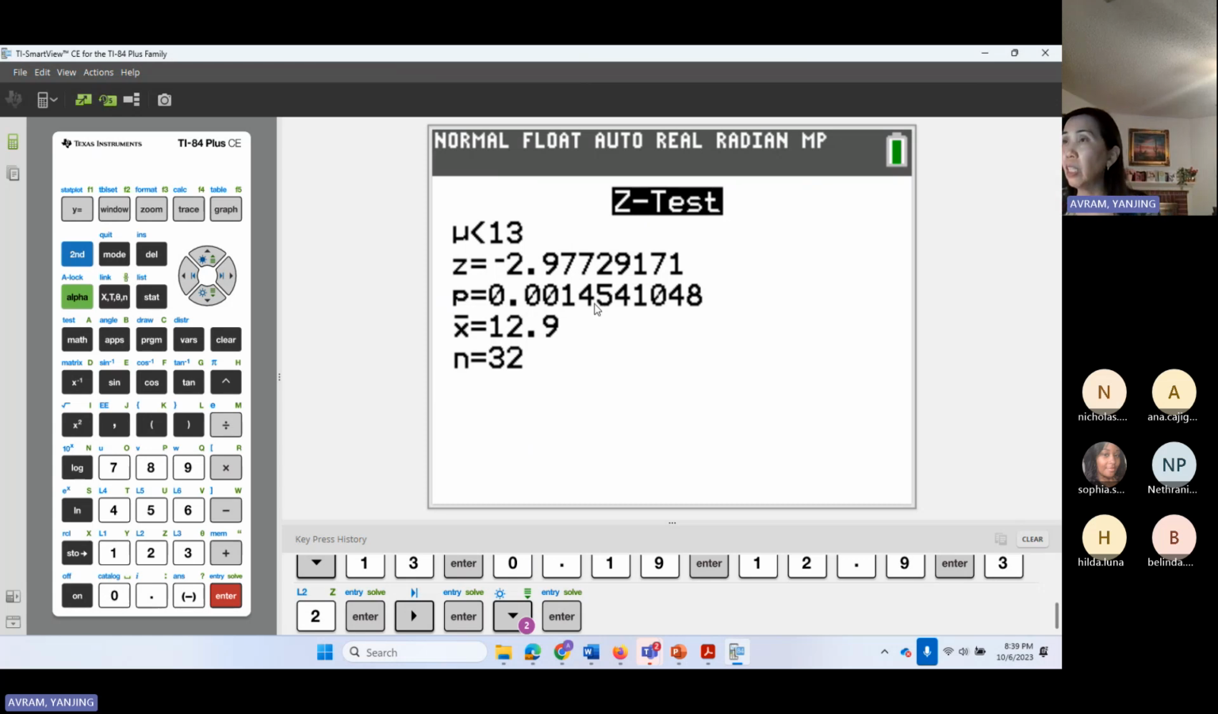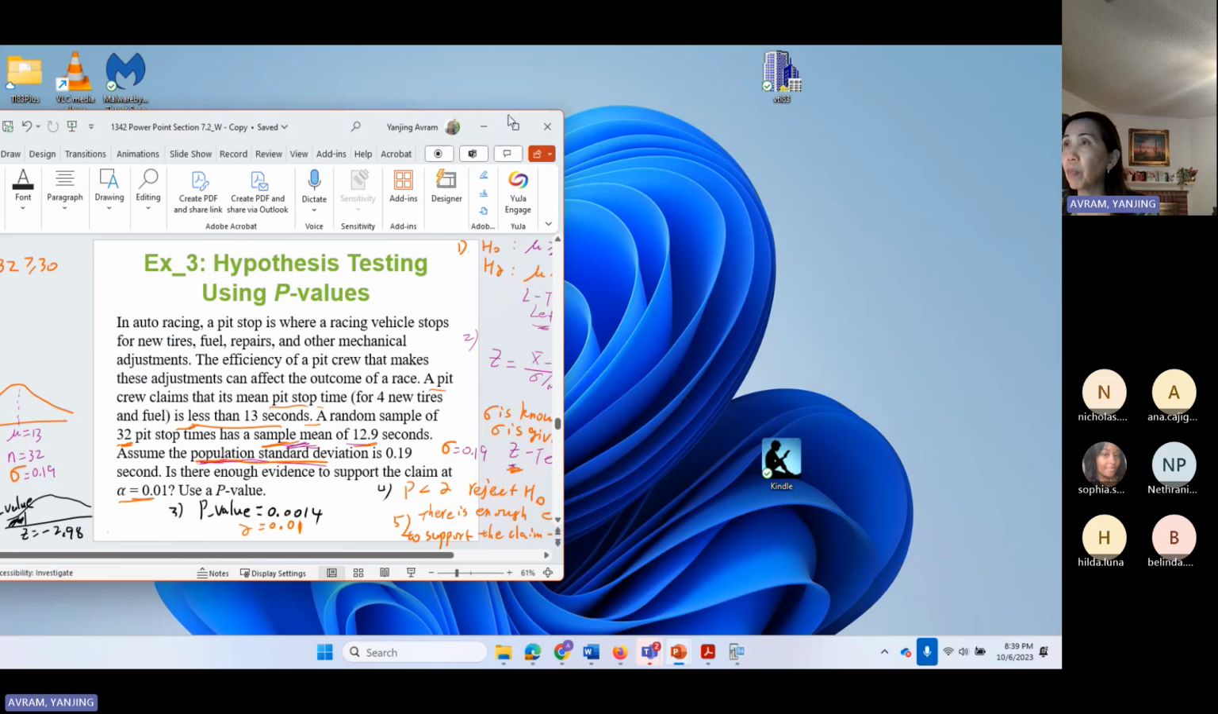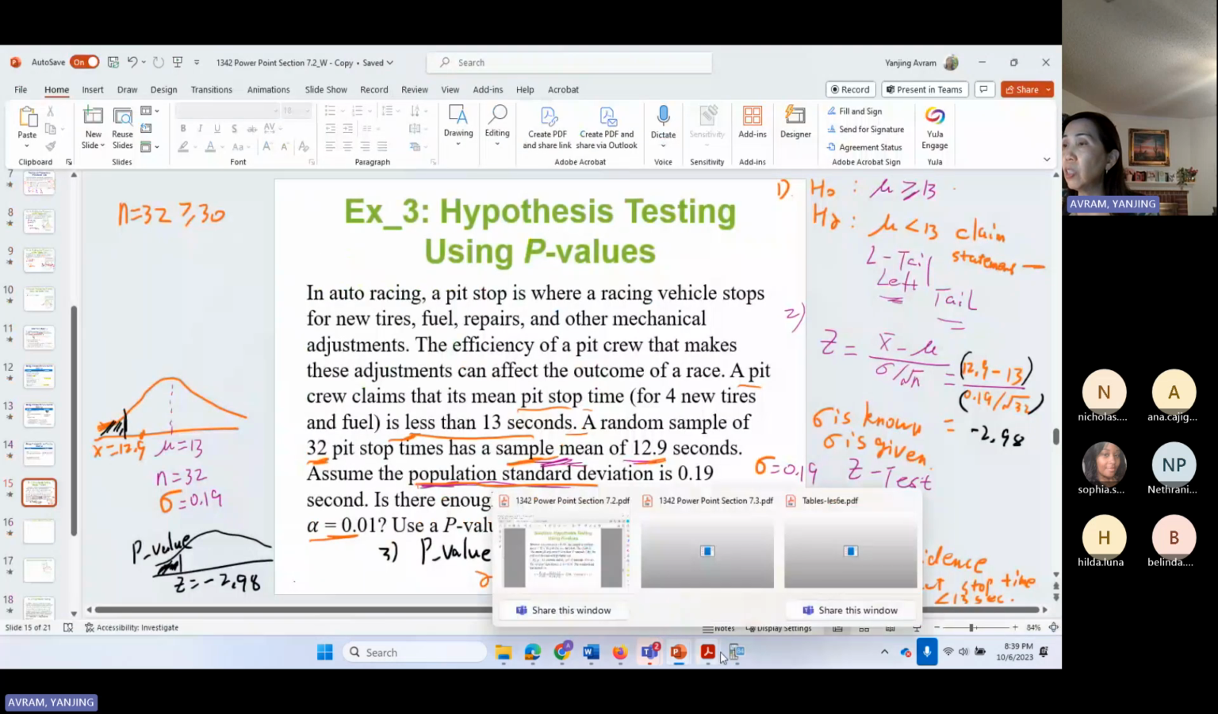The calculator is actually a little bit more accurate because it retains more decimal points. But as you can see, this is enough to compare to the alpha level. Our alpha is 0.01, right? So apparently this is much less than the alpha. Okay, so that is this one right here.